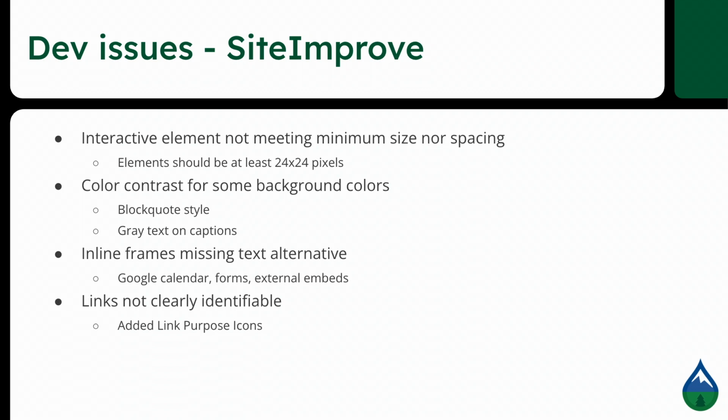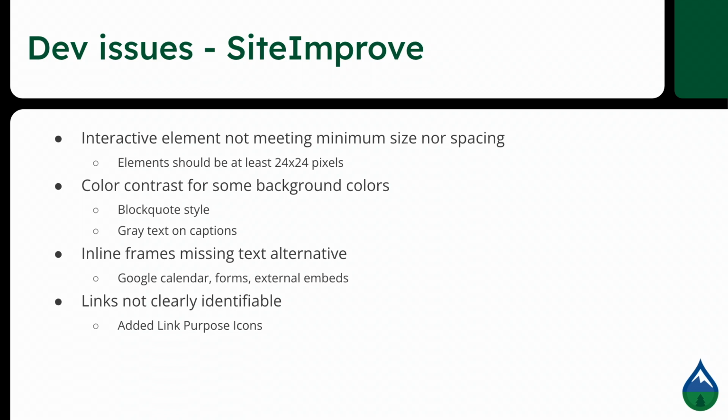Site Improve was very good for this. Contently, editorially a little bit, but I found the most things on Site Improve. So some of the things that we had were interactive elements not meeting minimum size or spacing. We had a couple of buttons at the bottom in our footer, so of course that's going to flag on every single page. You have to have 24 pixels, those kinds of things, so you can touch them.